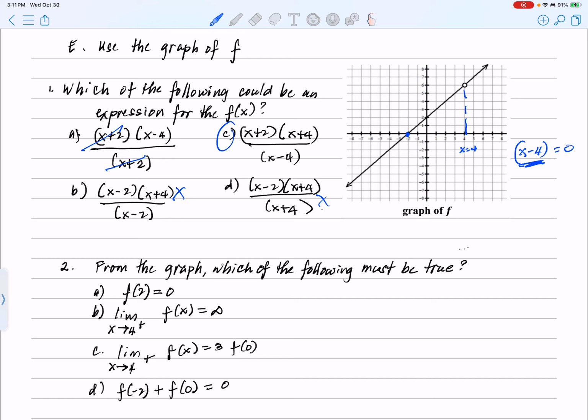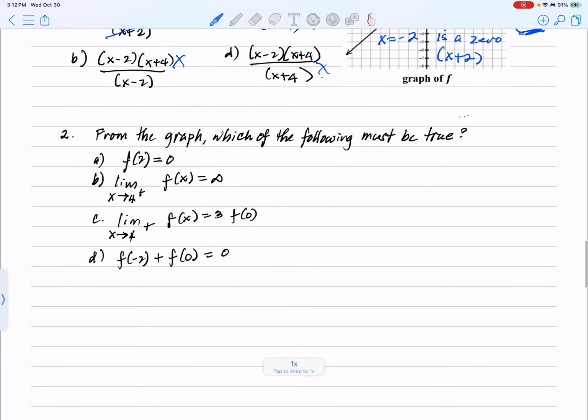Okay, so x plus 2, that is the x-intercept. All right, so there is a hole at x equals 4, so the factor is x minus 4. I have it there. So x equals negative 2 is a zero, so the factor for that is x plus 2. So we have that, we have that, we have this. Okay. All right, let's go to the last one.